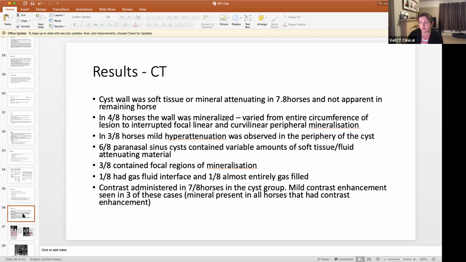Most of the cysts contained variable amounts of soft tissue or fluid attenuating material. 3 had focal regions of mineralization, and then actually interestingly 2 had gas within them. One of those had previous trephination, but they weren't sure why. The other one was almost entirely gas filled. 7 of the cyst horses had contrast, and mild contrast enhancement was seen in 3 of these cases, but it wasn't consistent.